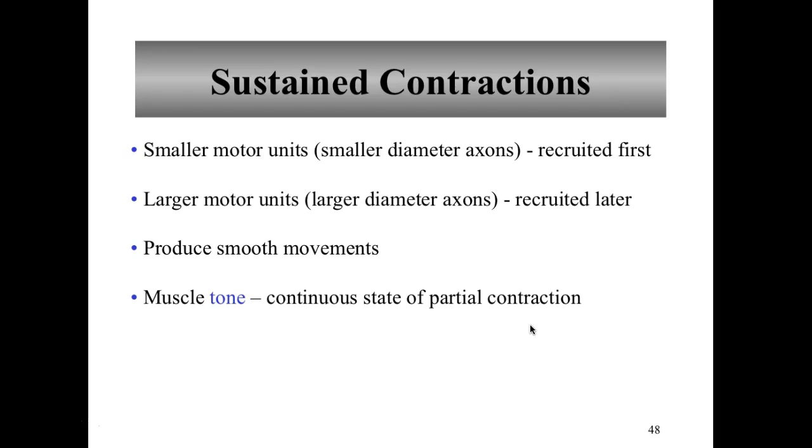So ultimately, sustained contractions will take place even when a muscle is at rest. A certain amount of sustained contraction is occurring in its fibers. This ultimately will lead to something called muscle tone, and muscle tone is very important in maintaining posture. Muscle tone is that continuous state of partial contraction that we use for maintaining posture.